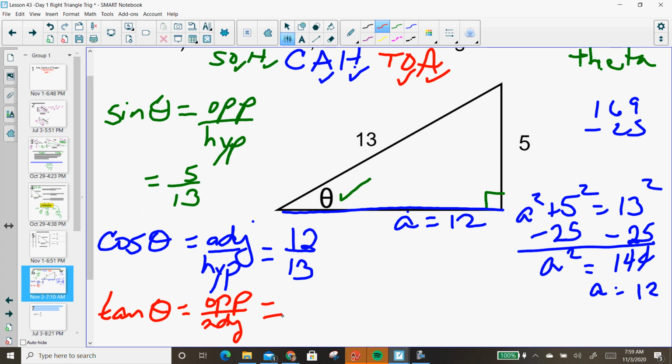And hit enter. Great job. So opposite is 5, adjacent is 12. So we didn't need a calculator on that at all. Anybody with questions so far?